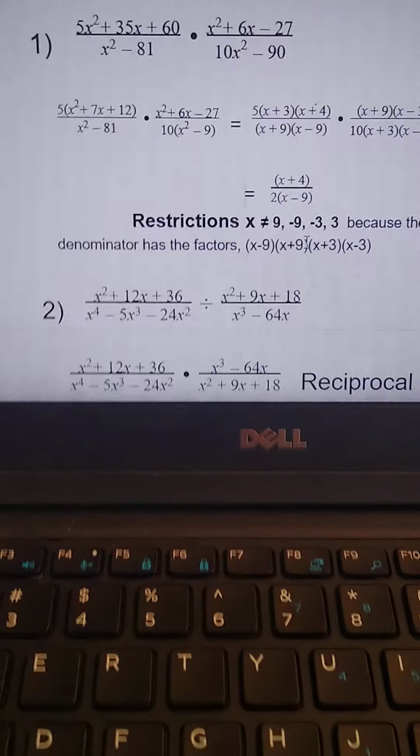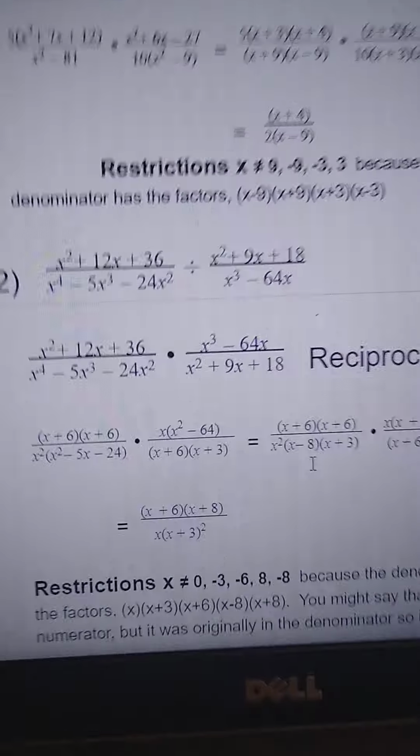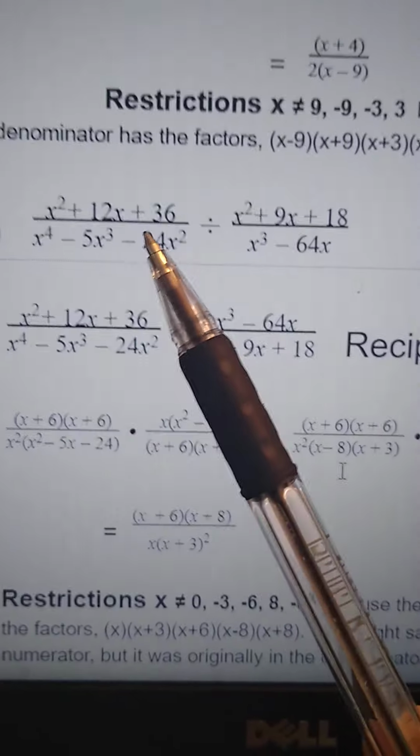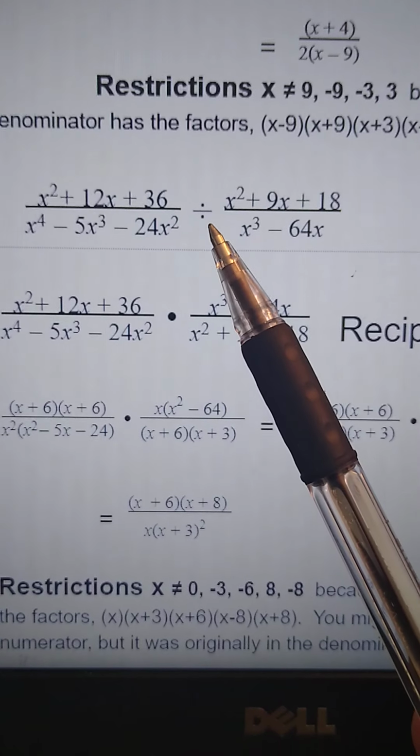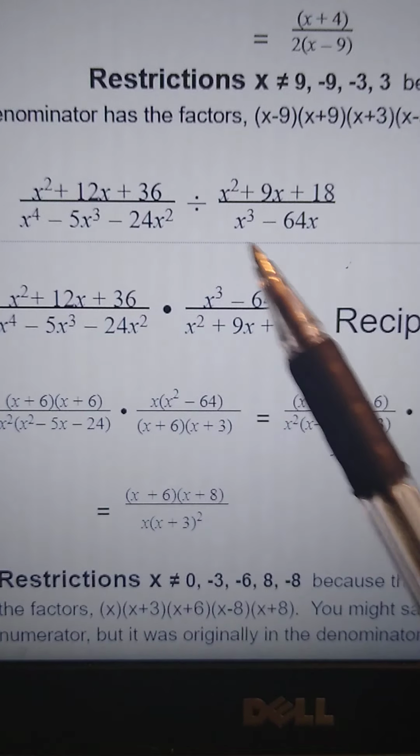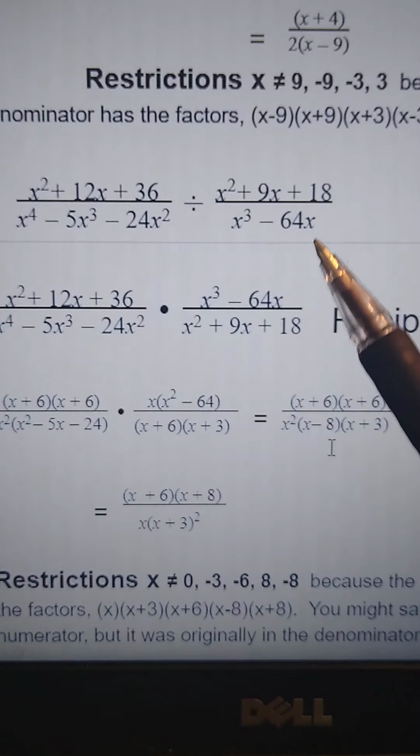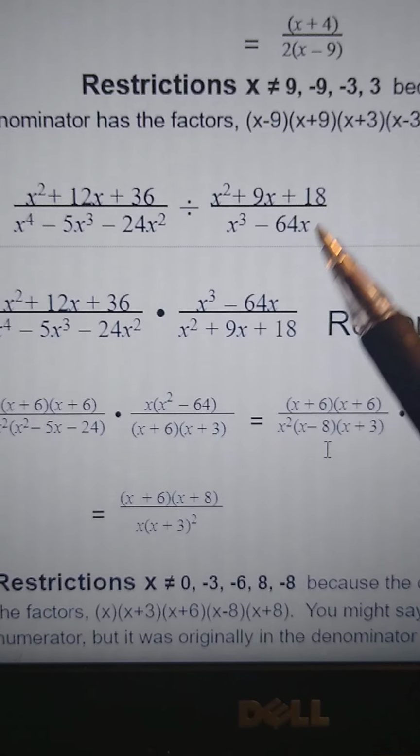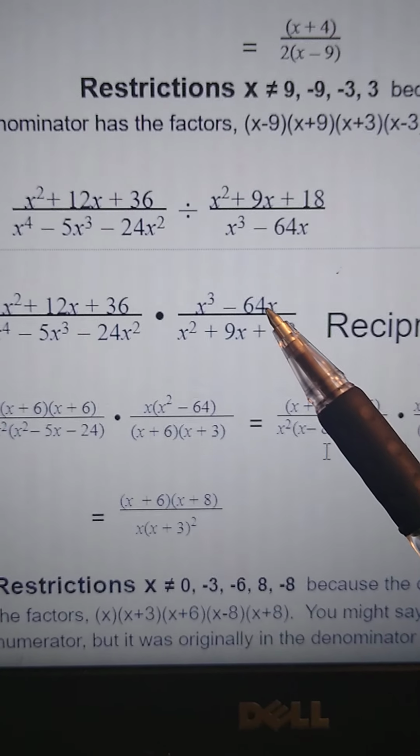All right, let's do a division problem. Again, we got lots of factoring to do, but before I do that, I'm going to take care of this division by multiplying by the reciprocal. So I change division to multiplication, and I do the reciprocal of this fraction.